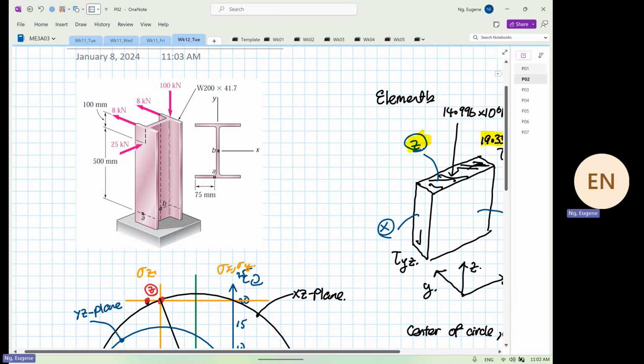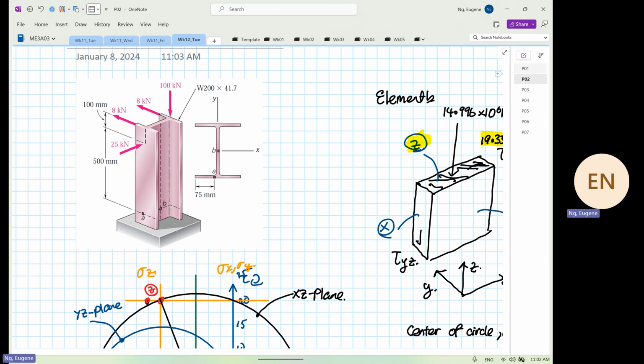Is our structure shown on the screen now under uniaxial loading direction, is it? Yes or no? It is not. You have what? You have normal stress, you have bending moment, and you have what? Shearing stress. When we test our material, how do we test our material?